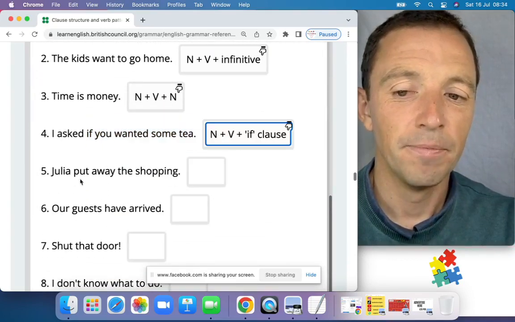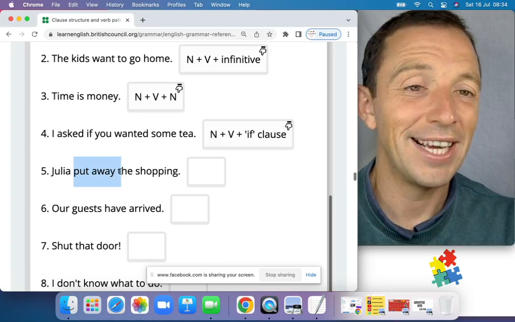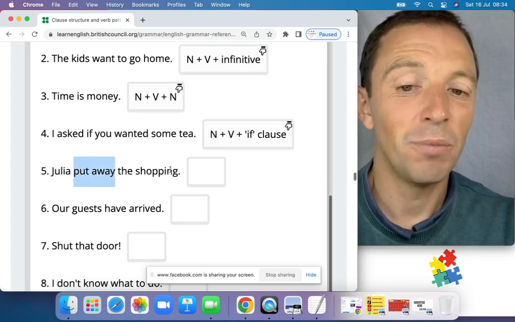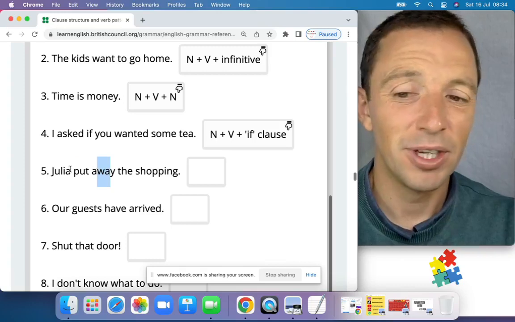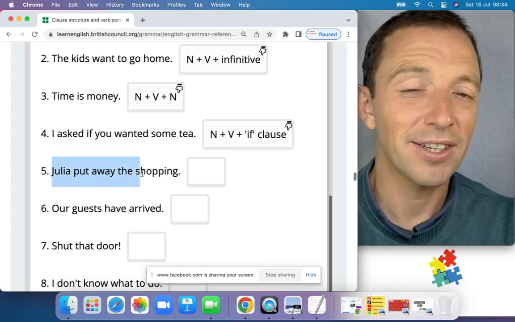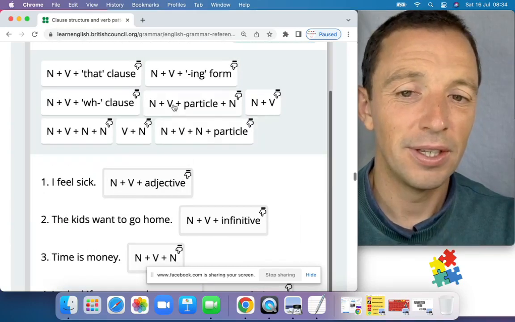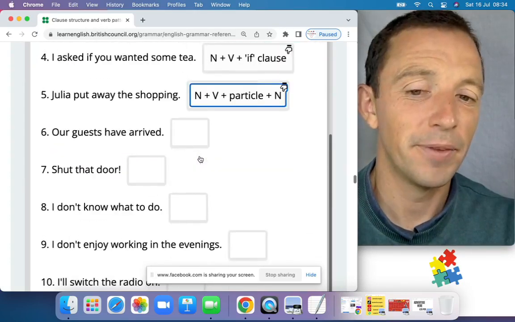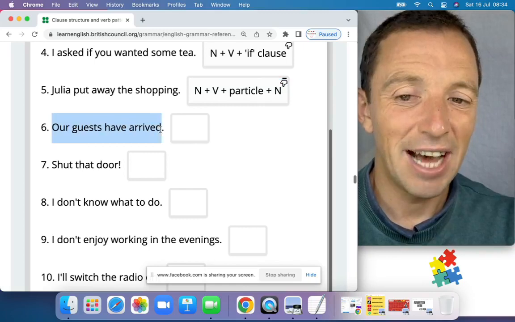Okay. Julia put away the shopping. Subject, verb, object. But this is the particle. So that's noun, verb, particle, noun. Yeah, noun, verb, particle, noun. Phrasal verb.